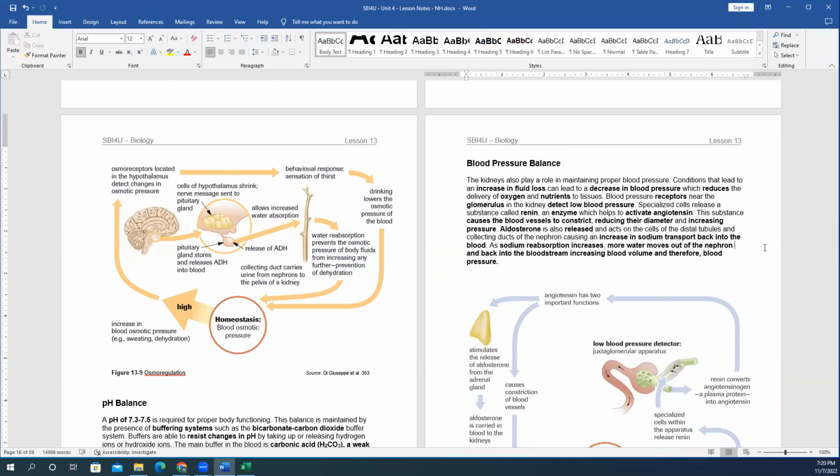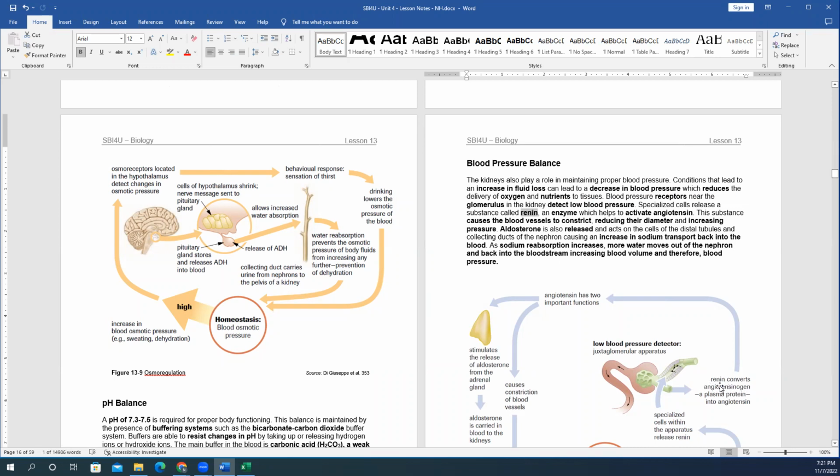And if you have a decrease in your blood pressure, this will result in reduced delivery of oxygen and nutrients to the tissues. So blood pressure receptors that are near the glomerulus, here in the kidney, detect this low blood pressure. And there are specialized cells that release a substance called renin. Where is renin? And here it is, renin.